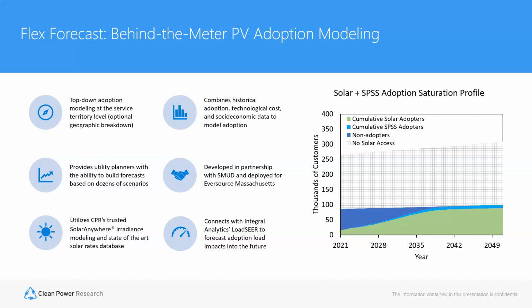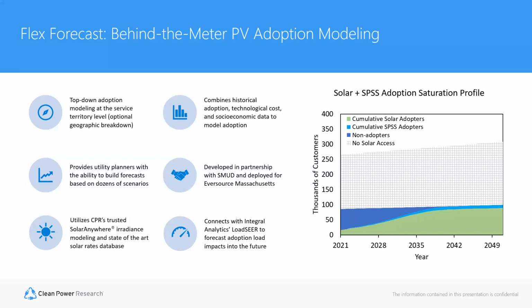And this model is really very simple. It's a very simple logistic regression model. And we want it to be simple because we want it to run quickly, and we want to be able to provide utility planners with abilities to build forecasts really fast and just run through as many scenarios as they'd like.